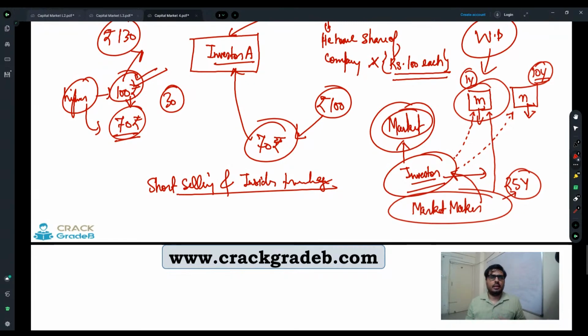Right. So in this way, the market maker works in the market, and they create a good opportunity for new and promising entrants. Right. Clear? Market maker is clear.